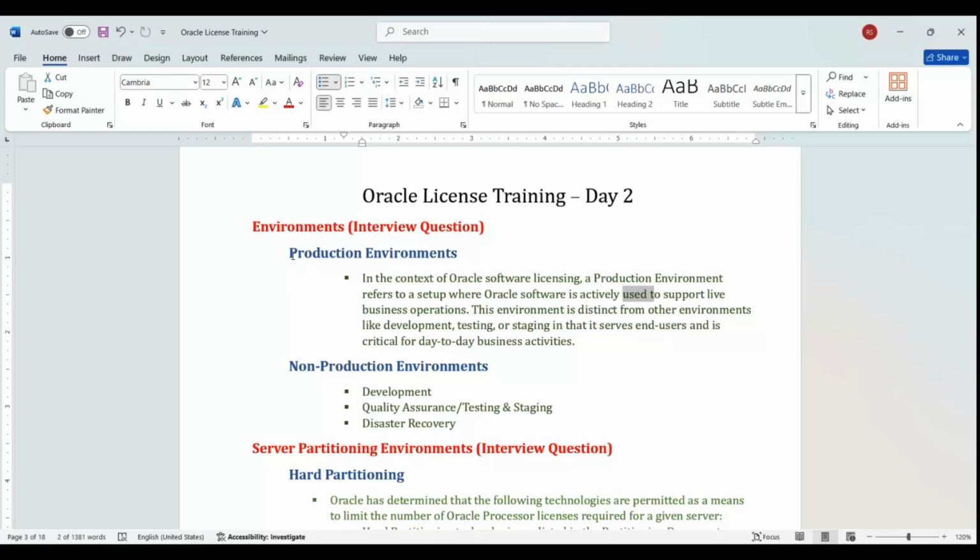Whether we have capacity availability or capacity on demand availability, all these terms are available. That's why when Oracle comes to audit, nobody can compete with them, nobody can defend that audit, because of how deep they go and check.